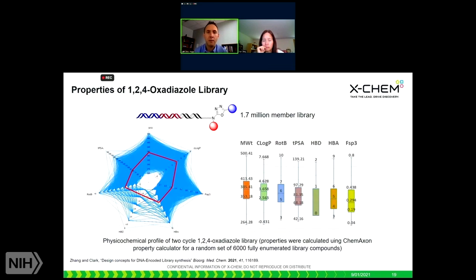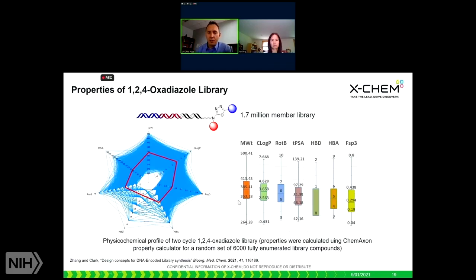Here's an example of an oxadiazole library, a 1,2,4 oxadiazole library. It has roughly about 2 million members. On the left-hand side is a spider plot, a radar plot, which shows the property ranges and averages for this library. And on the right-hand side are the box and whisker plots, which give you a better breakdown of where the bulk of the compounds lie as far as property ranges.